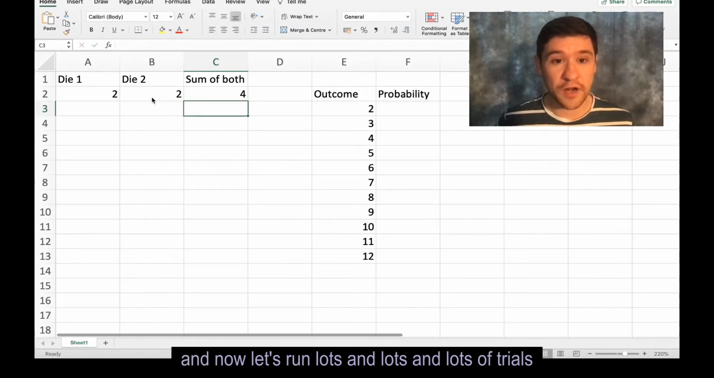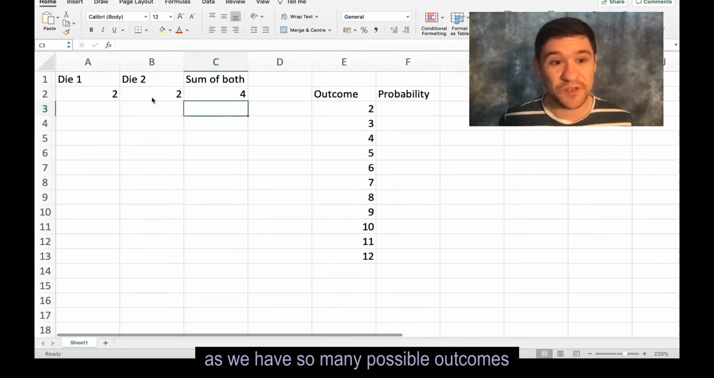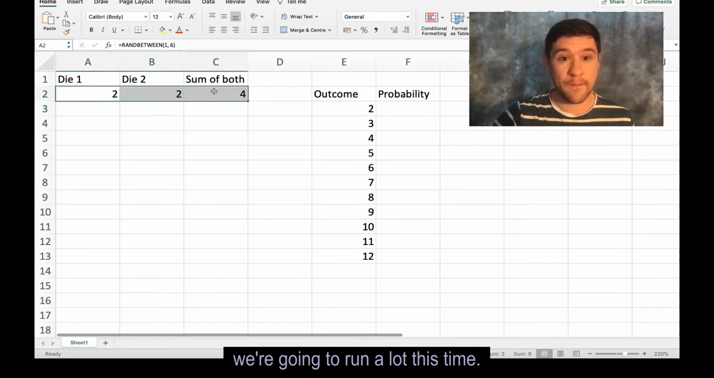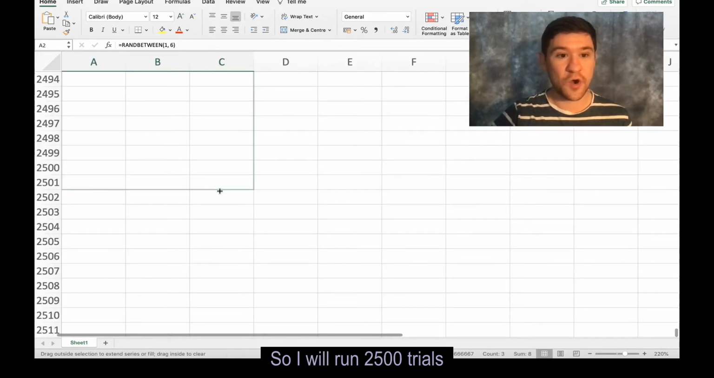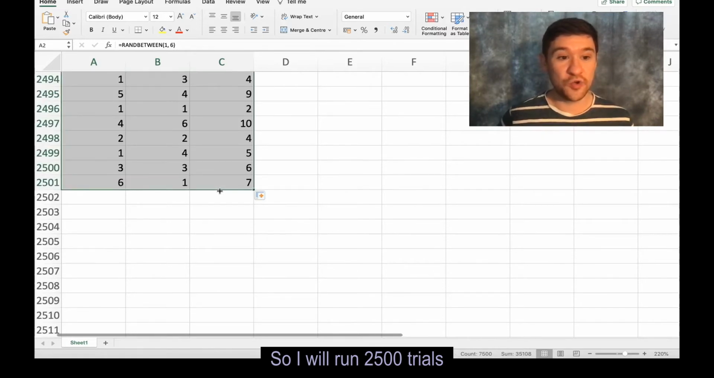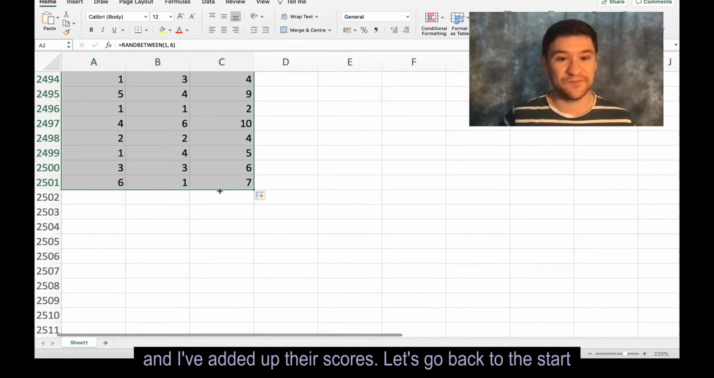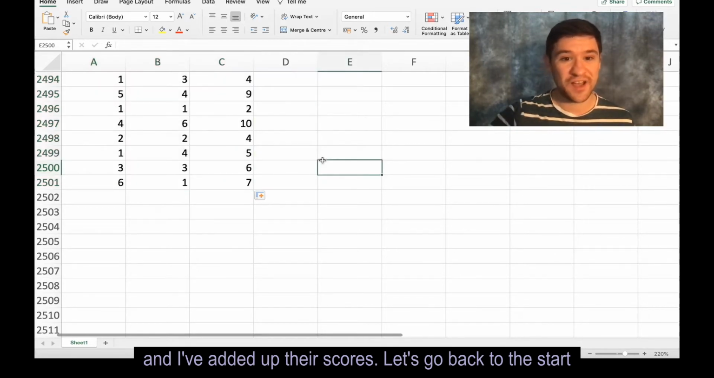And now let's run lots and lots and lots of trials. As we have so many possible outcomes, we're going to run a lot this time. So I will run 2,500 trials. So I've virtually thrown 2 dice 2,500 times, and I've added up their scores. Scroll back to the start.